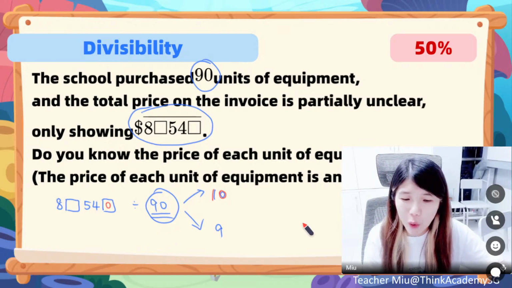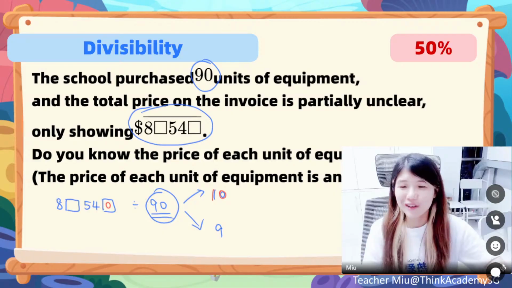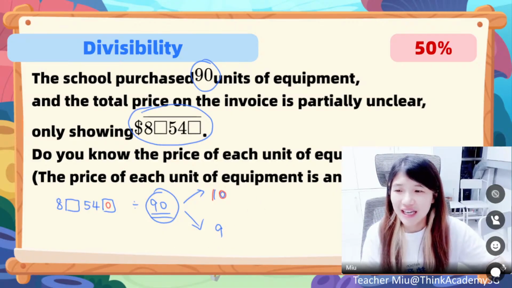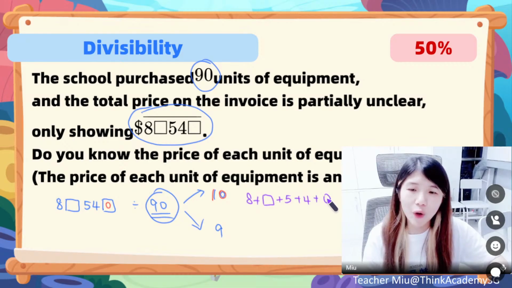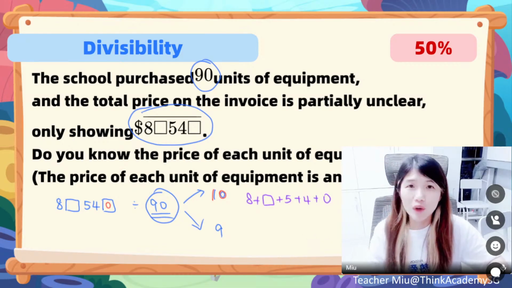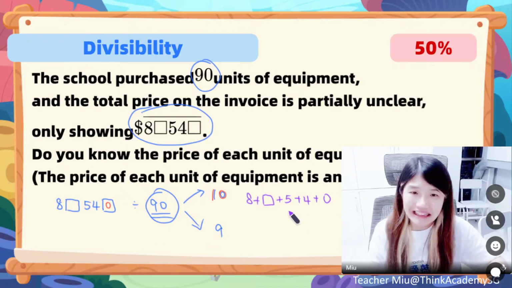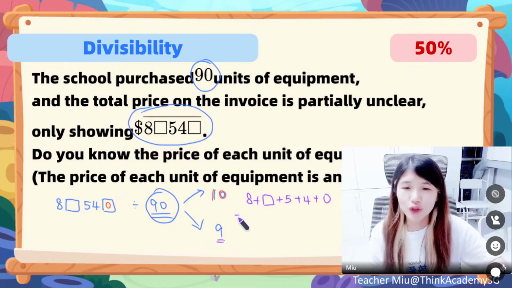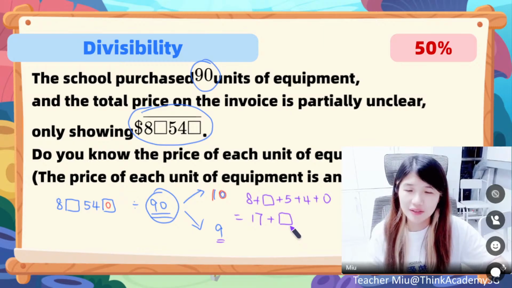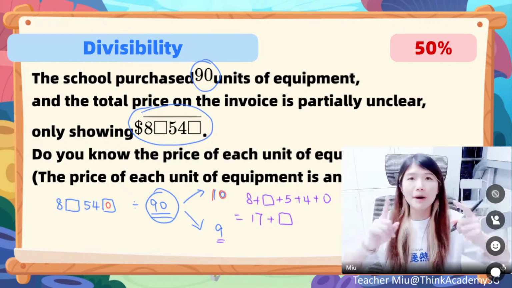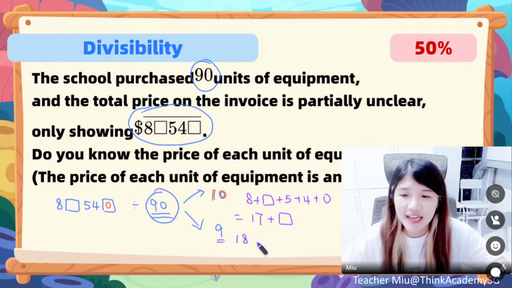Then we just go back to the question that we just did, which is 8 plus a square plus 5 plus 4 plus 0 for the digit sum, which is also divisible by 9. So you will find out that the digit sum here is 17 plus a square. 17 plus a square is divisible by 9. Then you need to think of the number which is divisible by 9. First thing first, 18 is divisible by 9. So the square can be 1.